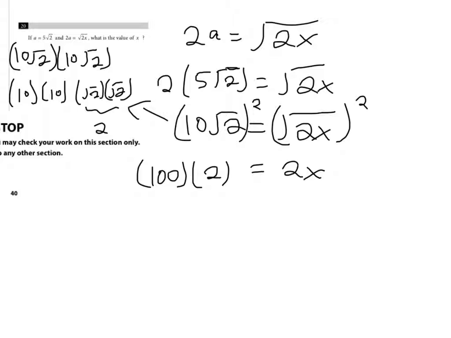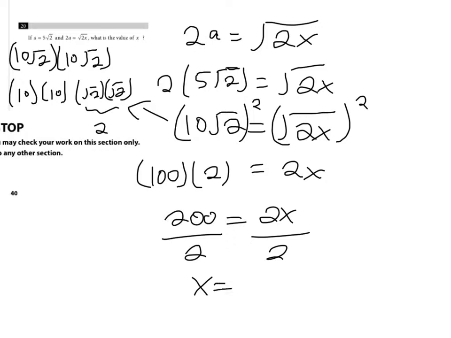So 10 square root of 2, this left-hand side, squared is just 100 times 2. This now becomes kind of Algebra 1 at this point, or even just 8th grade math. 100 times 2 is 200. 200 equals 2x. Now solve for x by dividing both sides by 2. Therefore, x equals 100.